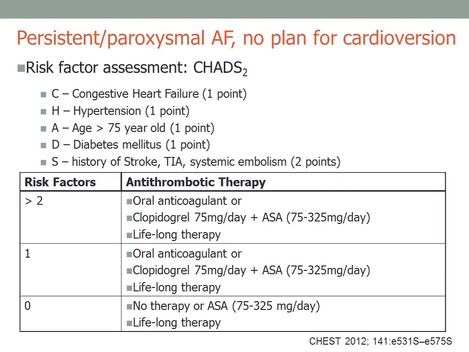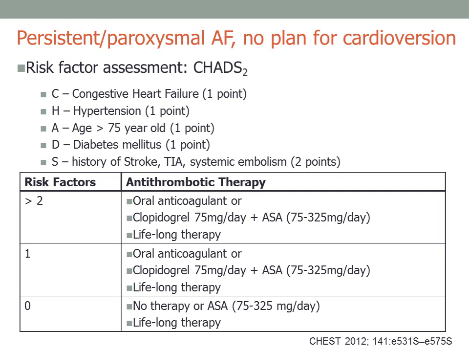1 point is assigned for each of the following risk factors the patient possesses: heart failure, history of hypertension, age greater than 75 years old, and diabetes. 2 points are assigned for the patient that has had a history of stroke, transient ischemic attack, or systemic embolism. Then you add up the points and determine which type of antithrombotic therapy is appropriate.